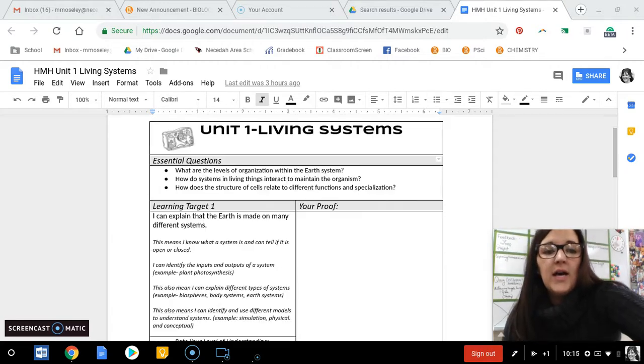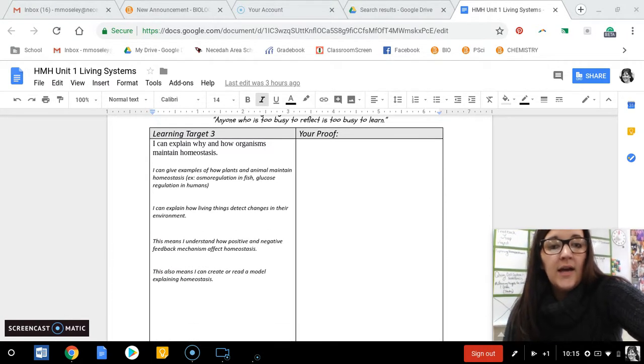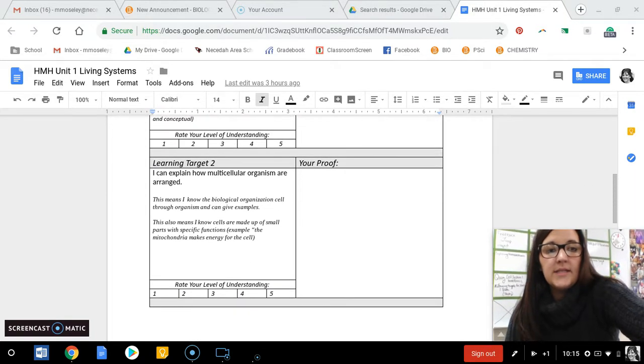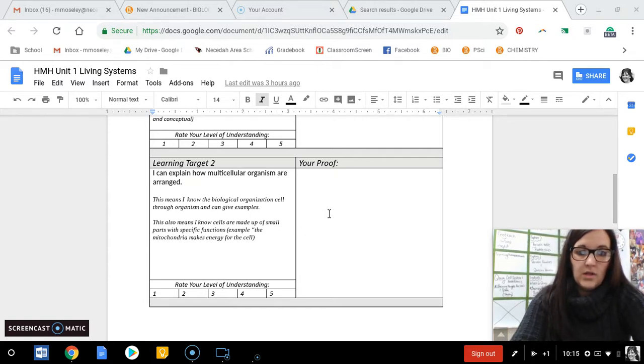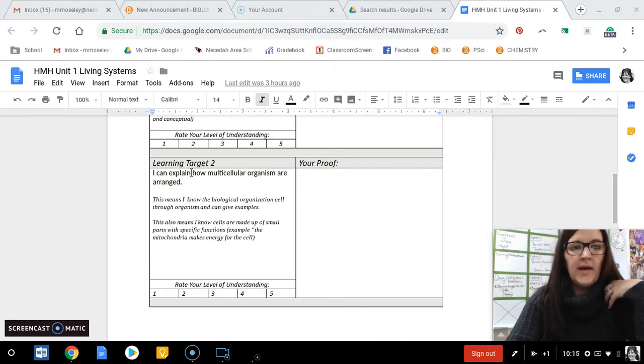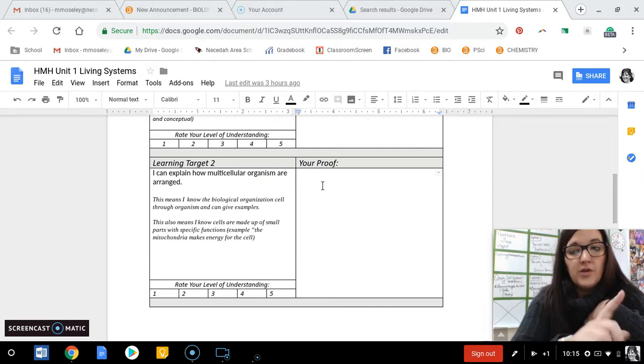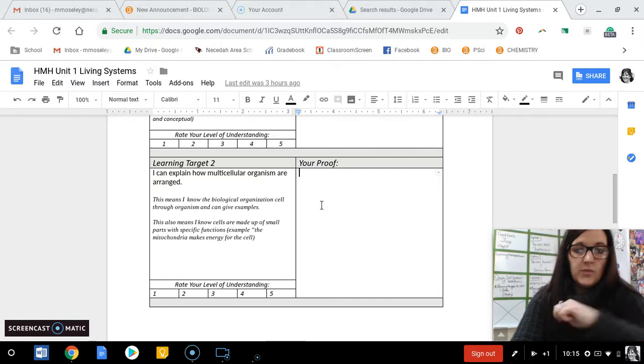For this unit, you only have 3 learning targets. You can see that the learning targets are listed there and then broken down into more specific language for you to then think about. So I'm going to go ahead and look at learning target 2 with you today as an example. Learning target 2 says, I can explain how multicellular organisms are arranged. This means I know the biological organization cell through organisms and can give examples. So for that first learning target explanation, I want to put some proof in the proof box that I can reference when I'm taking my test.